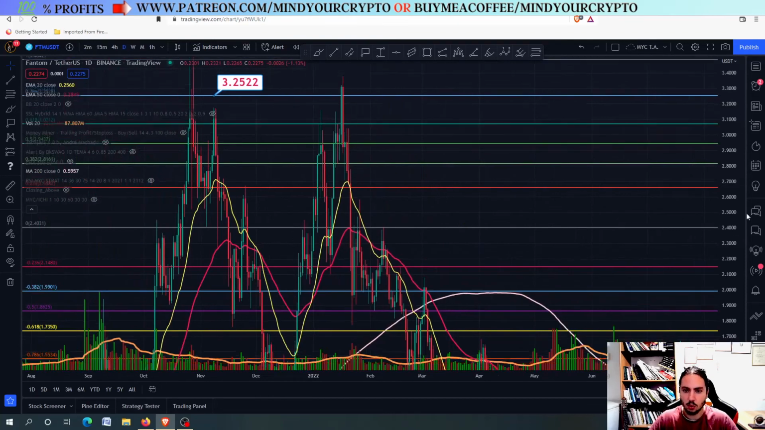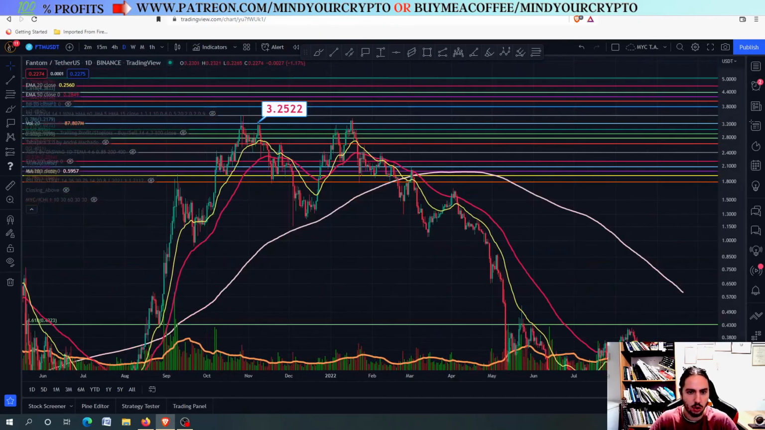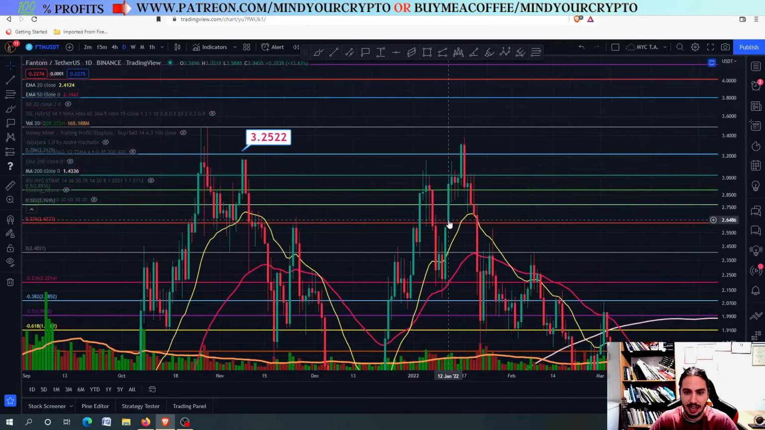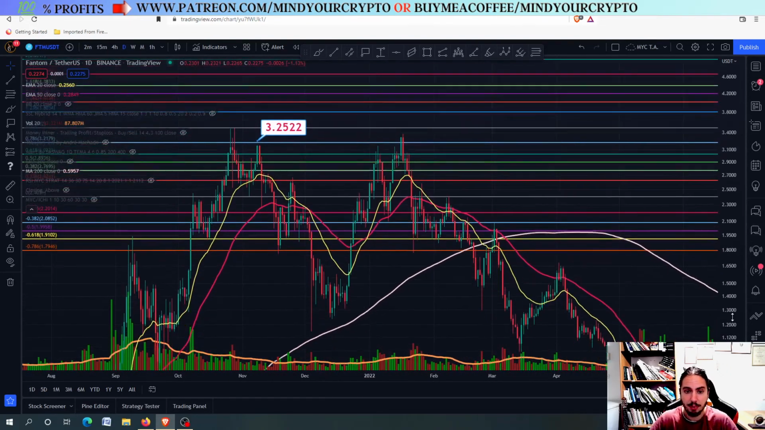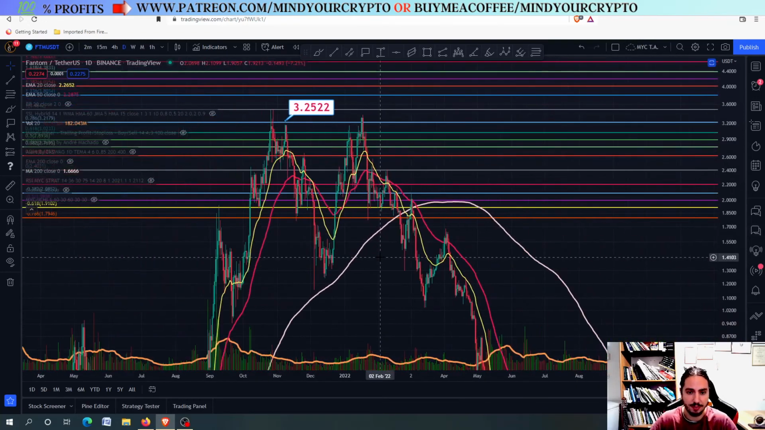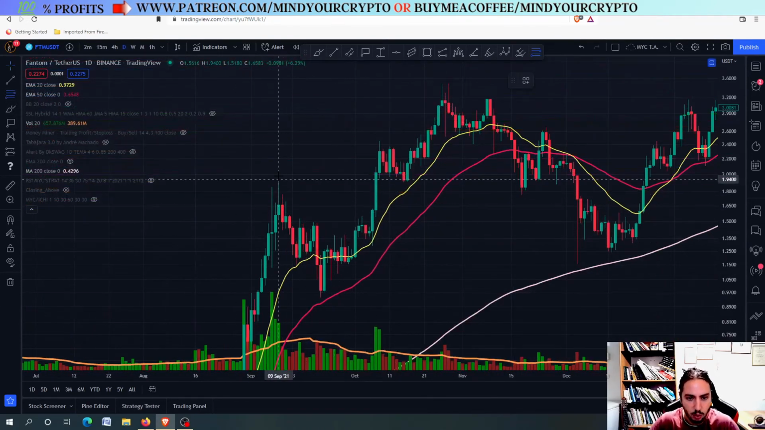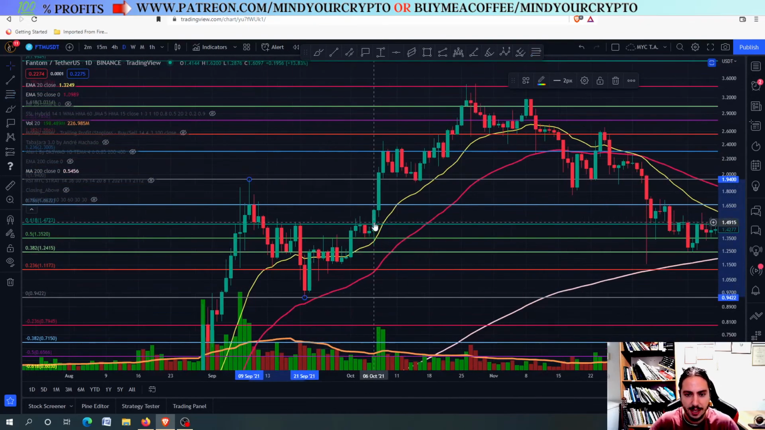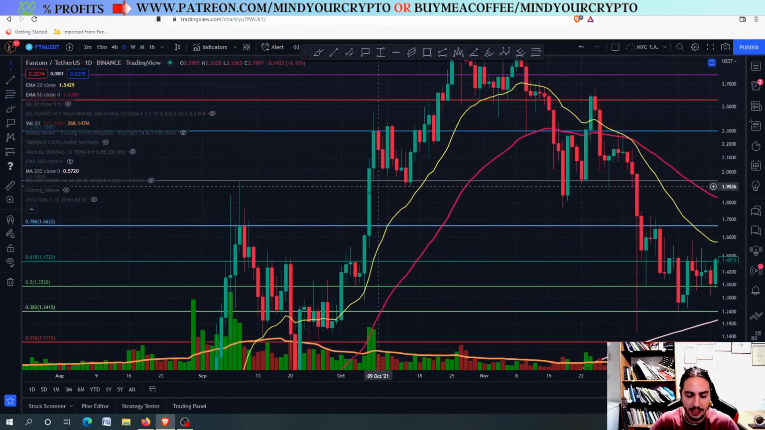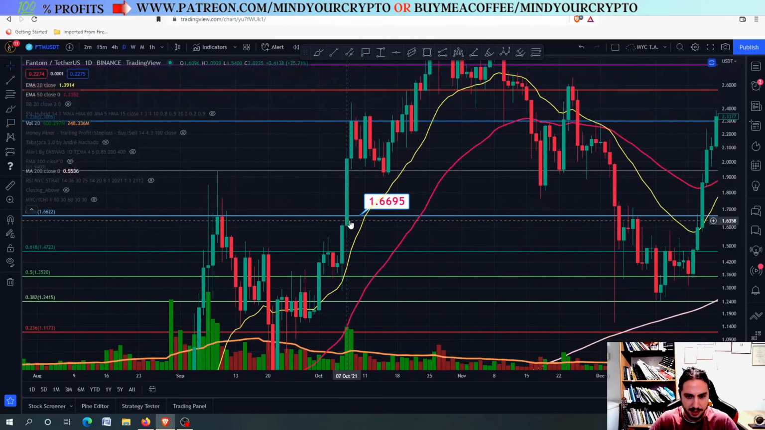Now, what is the case with FTM in general? You can also use the logarithmic scale. In general, I prefer, to be honest with you, the logarithmic scale. Always use the log scale. Right here, for example, let's go back to the entry point of this impulse wave, drawing the Fib from the top to the bottom again. And where you should be going in is this candlestick right here. This was the entry point, because we closed above the 0.786 Fibonacci retracement, the 1.70 USDT.